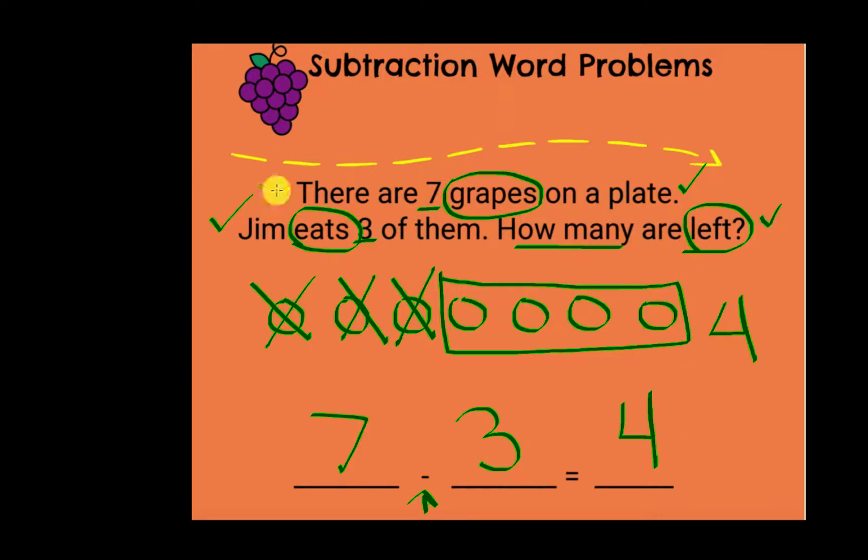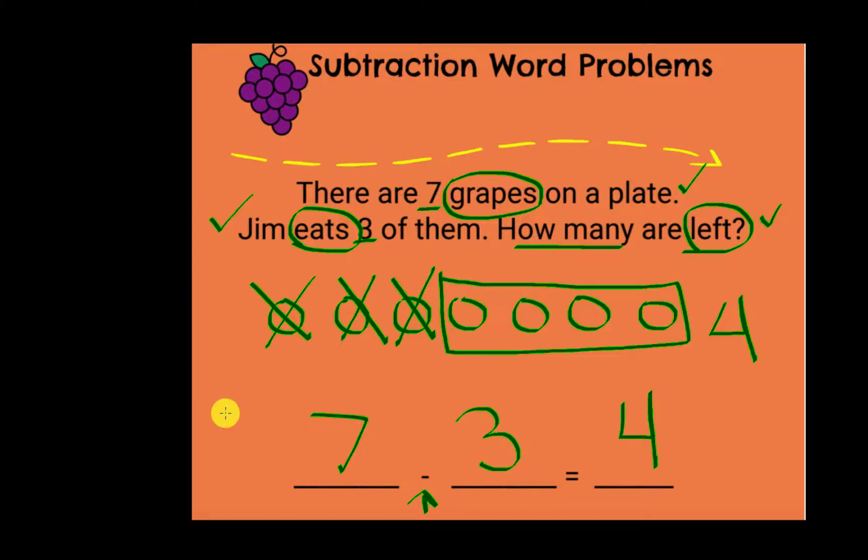We broke down this entire word problem. We know that there were 7 grapes. Jim ate 3, so we crossed out 3. We wrote it on the line. How many are left? How many's remaining? We put a box around what was remaining. 4. And then we wrote 4 on the line. That is your complete answer.